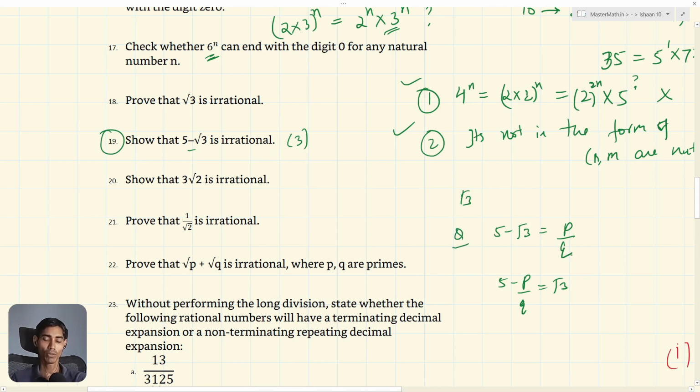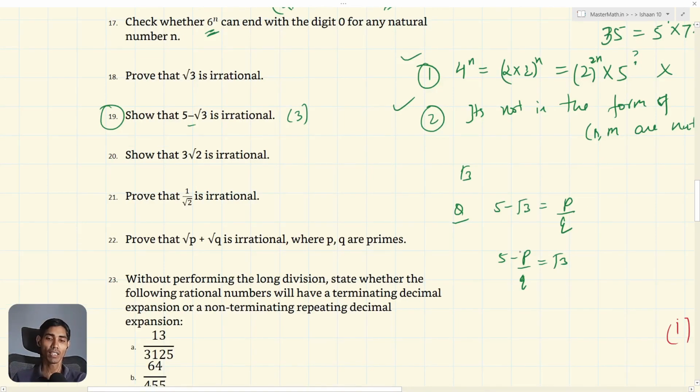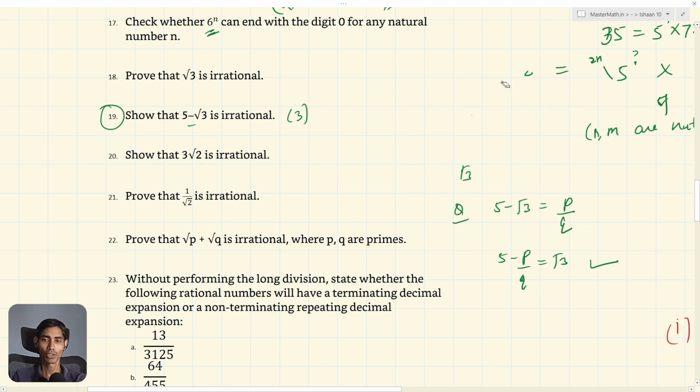So 5 minus root 3 is the question. 5 minus root 3 is p by q. Then we'll take every rational thing that we know on one side, and the irrational values on the other side. So 5 minus p by q is equal to root 3. Is this step clear? Should I rejoin again? Oh sir, now I can hear you.